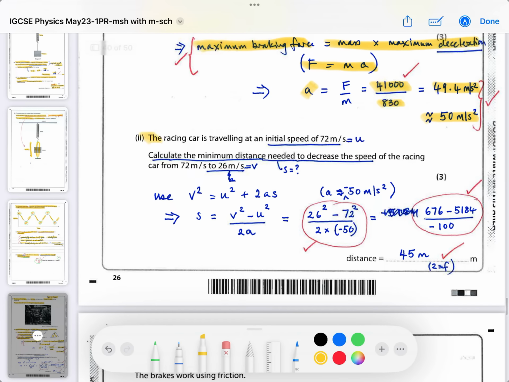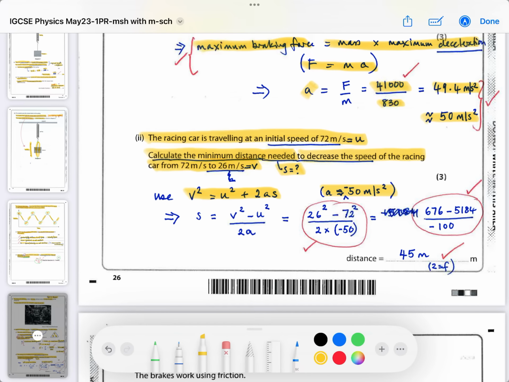Then it says the racing car is traveling at an initial speed u of 72 meters per second. Calculate the minimum distance needed, that's s in our constant acceleration equations, to decrease the speed from 72, not to 0, but to 26. So v will be 26. Use the equation v squared equals u squared plus 2as, which is the one that GCSE students find the most difficult. We know the acceleration is negative 50 from before, approximately is fine.